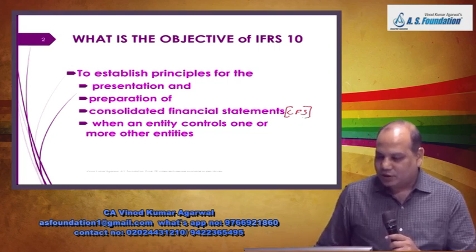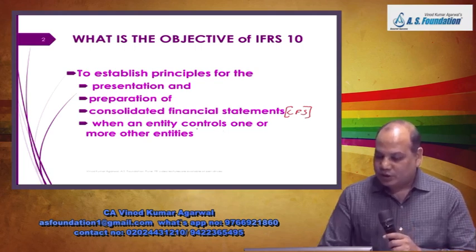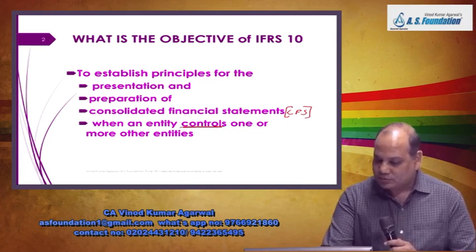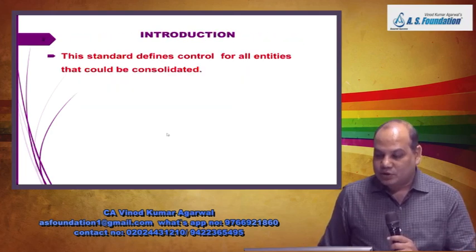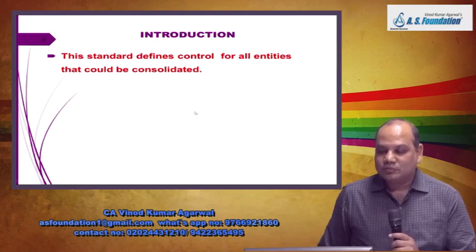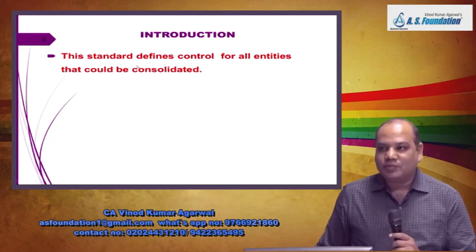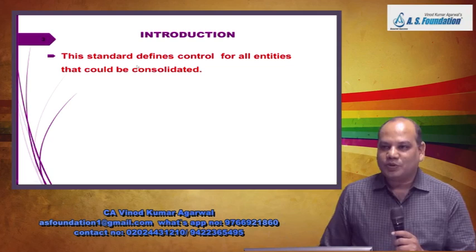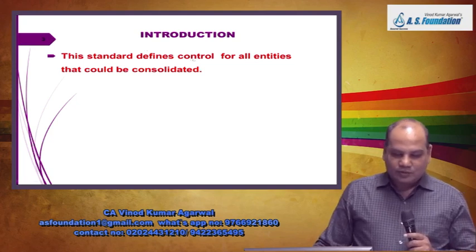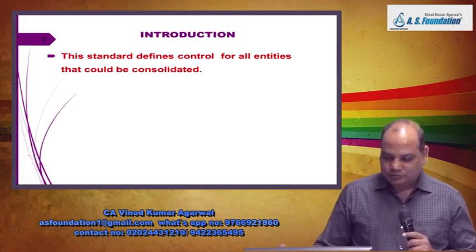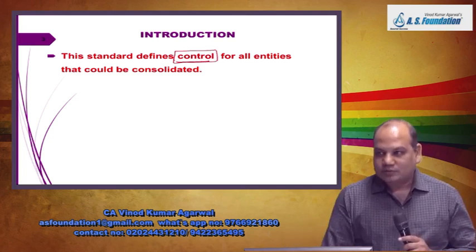In short, consolidated financial statement when an entity controls one or more other entities. So the entity which are being controlled are called subsidiaries, and the entity which is controlling the other entity is called parent company. And the outside shareholders in the subsidiary company other than parent and other group subsidiaries are called non-controlling interest. This standard works on the principle of control. If there is a control, apply this standard.